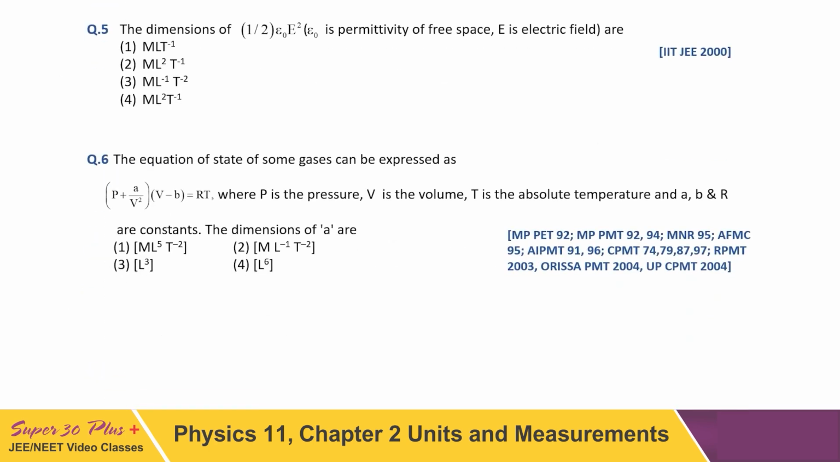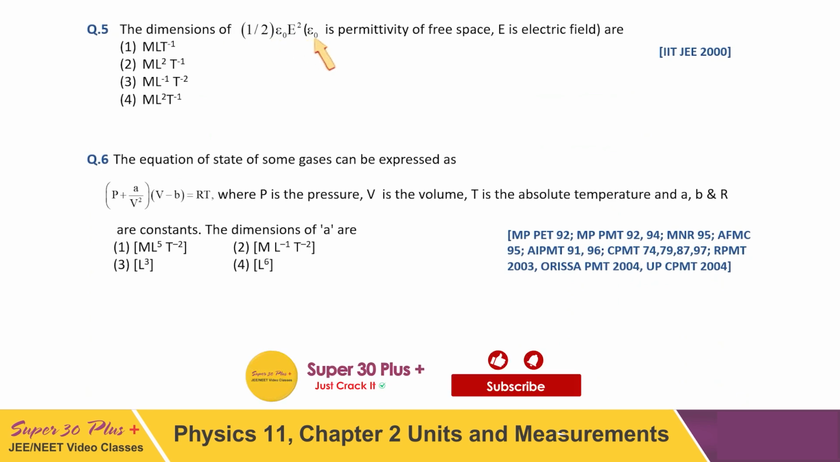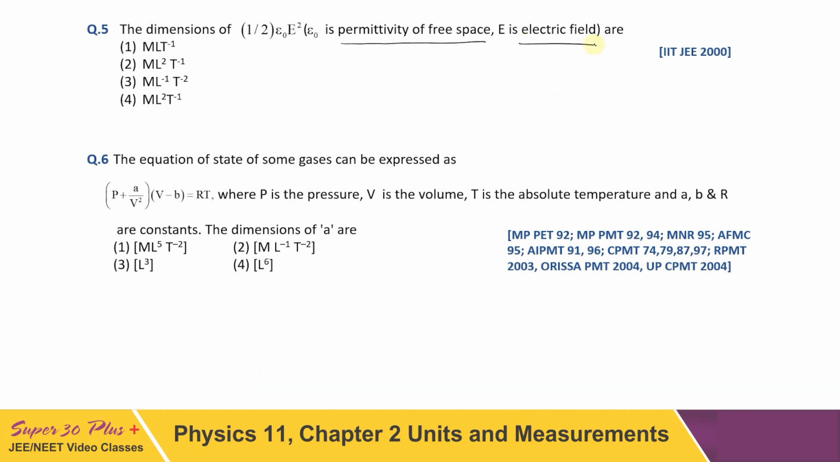Let's proceed further. Question number 5. The dimensions of half epsilon naught E square, where epsilon naught is the permittivity of free space and E is the electric field. Now can you remember what this quantity half epsilon naught E square is? If you can remember electromagnetic waves, this term appears as electrostatic energy per unit volume. Electrostatic energy per unit volume.